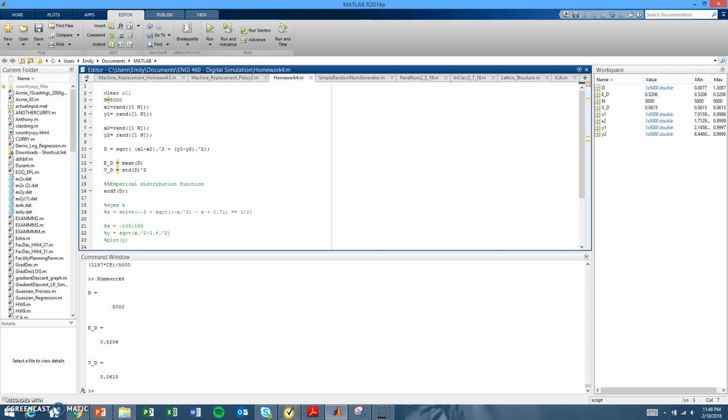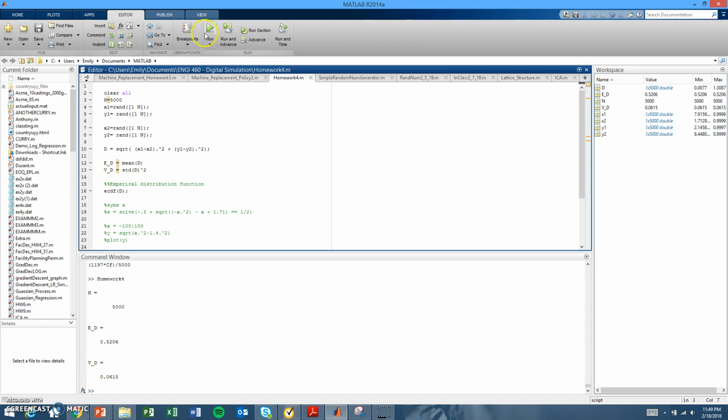So here we're just randomly generating two sets of x's and y's, 5,000 iterations, running that through this formula here to get the average distance between the two sets of points. So this is just a distance formula. And then here it calculates the mean of the distance, then the variance, which is the standard deviation squared. So down here you can see that the expected distance between the points is 0.5206 and the variance is 0.0615.